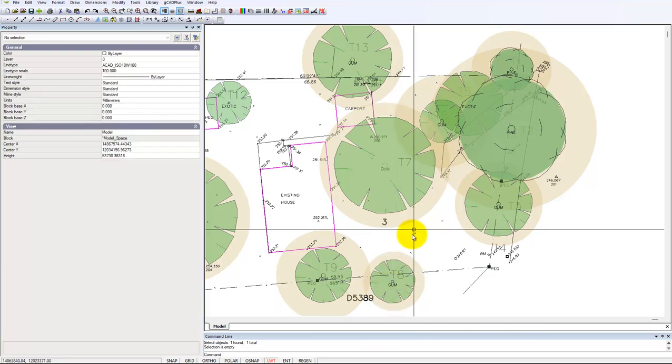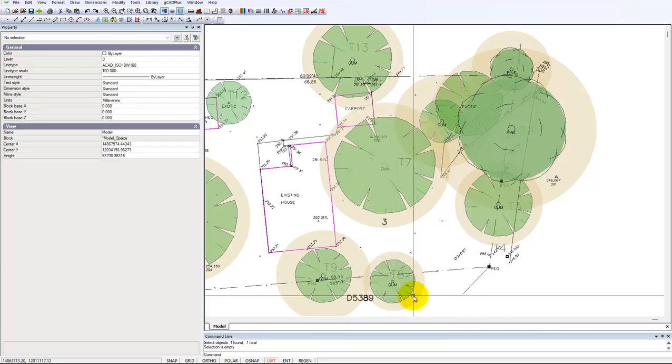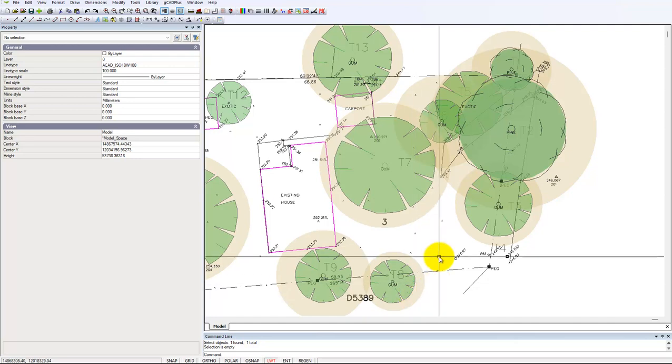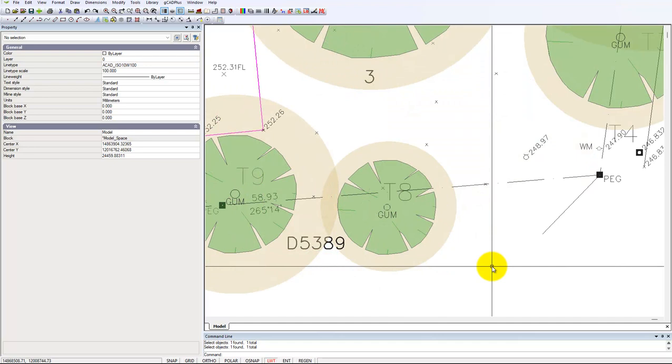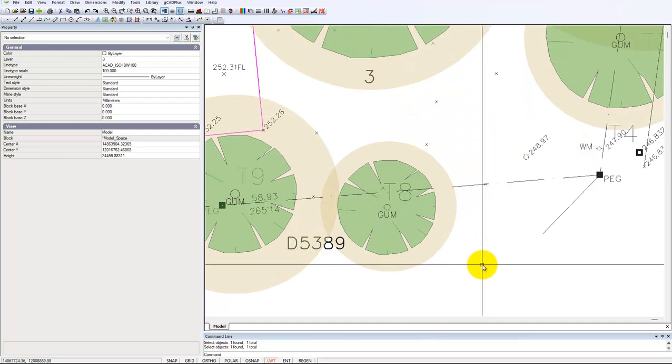And because transparency has been applied, we can see it easily. So what that tells the builder and other people involved in the development is take great care in that area and protect the tree root system. I may have confused you by talking about a transparency of 100.